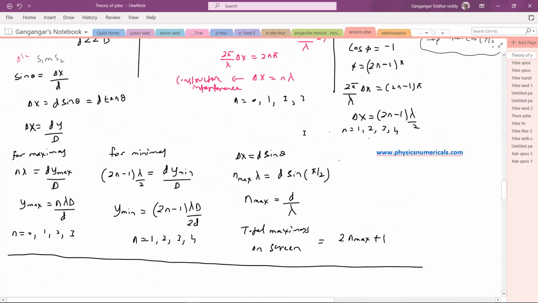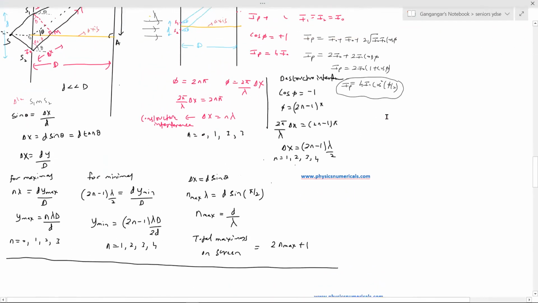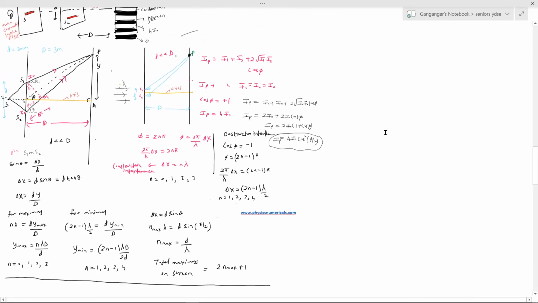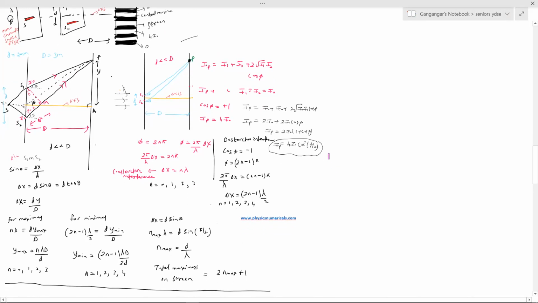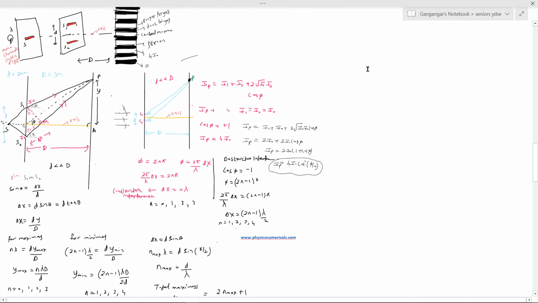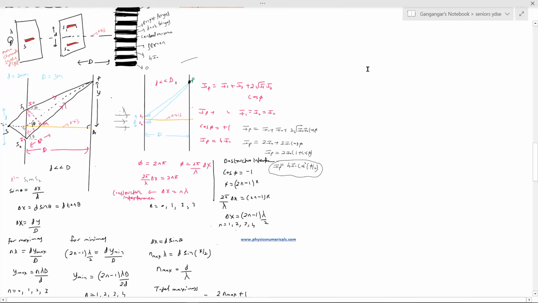We'll also get the positions of maxima and minima from here. The whole setup I'll show. It'll be very easy for you once the complete setup is available. How to locate the position of maximas on the screen? I think everyone is able to see this.